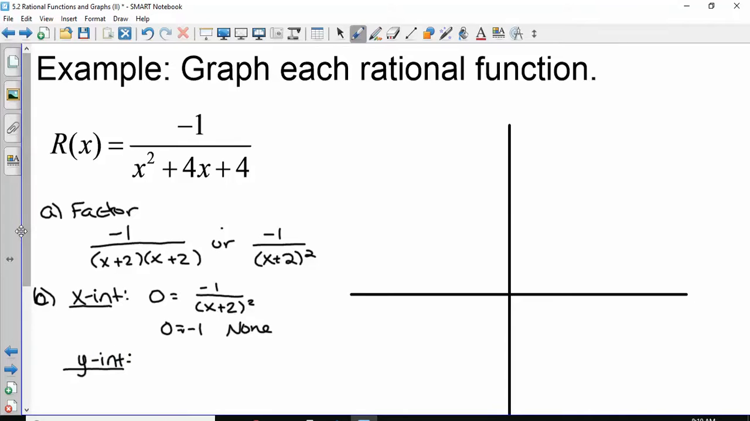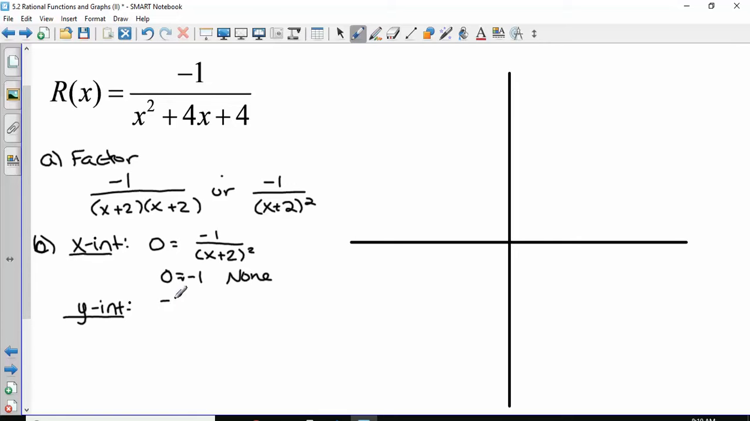To get your y-intercept, you plug a 0 in for all of your x's. And I get a negative 1/4. If you wanted, you could go ahead and plot that. We're going to hit the y-axis at negative 1/4. We're never going to touch the x-axis. Then we go into asymptotes. So vertical asymptote, x equals whatever makes the bottom 0. What would that be?